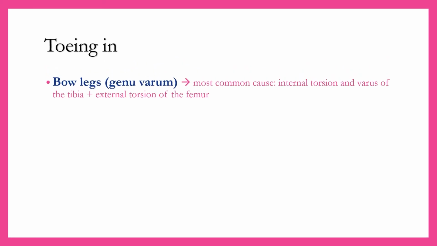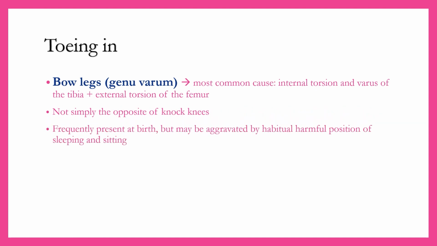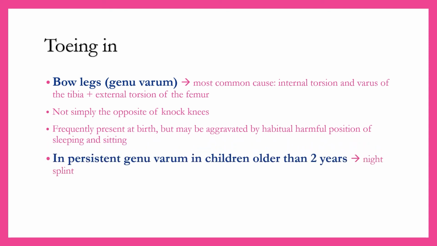The other type of toeing in is bow legs or genu varum. The most common cause is internal torsion and varus of the tibia with external torsion of the femur. It is not simply the opposite of knocked knees. It is frequently present at birth but may be aggravated by habitual harmful positions of sleeping and sitting. In persistent genu varum in children older than 2 years, we should use the night splint. Other differential diagnoses that we should consider are rickets, tibia vara, and epiphyseal plate injuries.